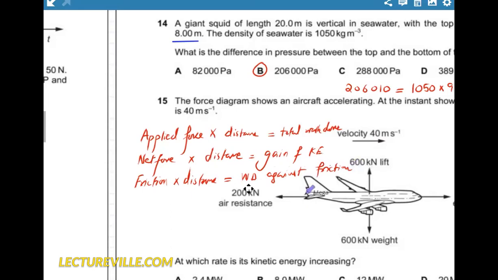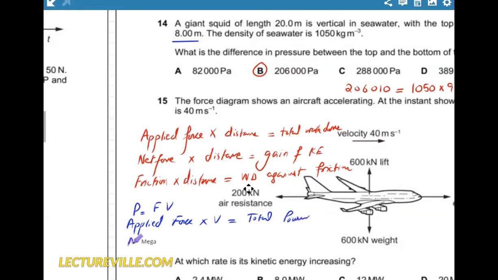But for power, we know one of the formulas for power is power equals force into speed. So if it is applied force multiplied by speed, then it is total power dissipated by the source.